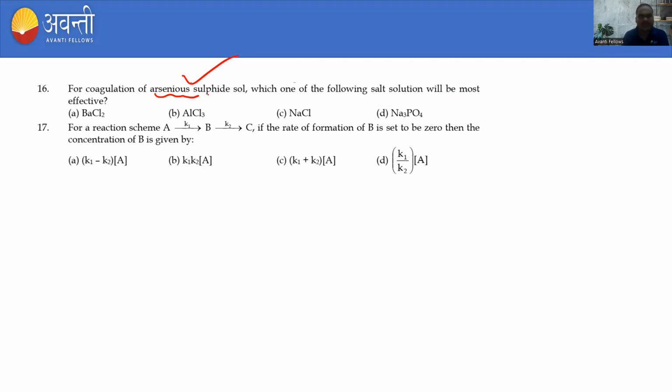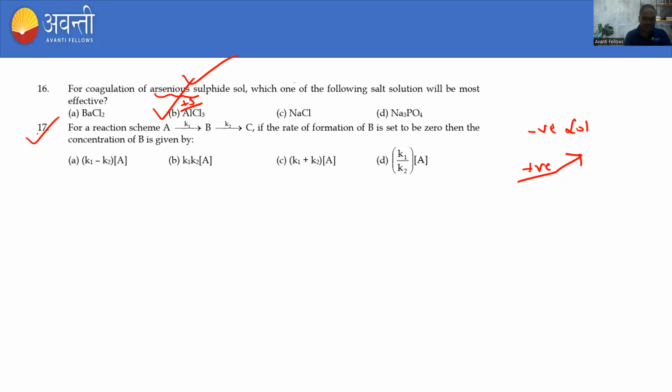Now, arsenic sulfide sol is a negative sol, right? So we know that for a negative sol, a positive ion is very useful. Positive ions are very, very useful. So out of these, which of the following carries the most positive charge? Obviously aluminium. Aluminium has the plus 3 charge, right? And due to this plus 3 charge only, it is the most effective in coagulation. So the correct answer is AlCl3, right? The correct answer is AlCl3.